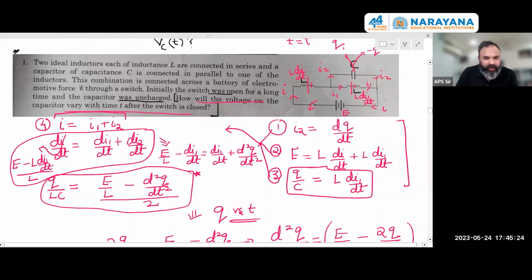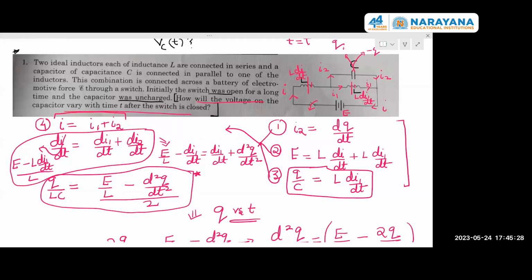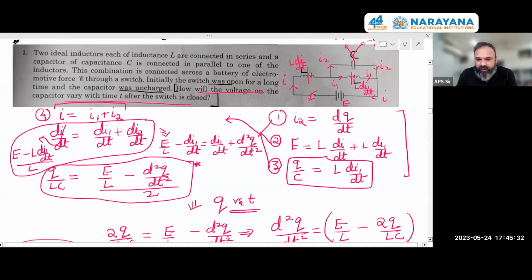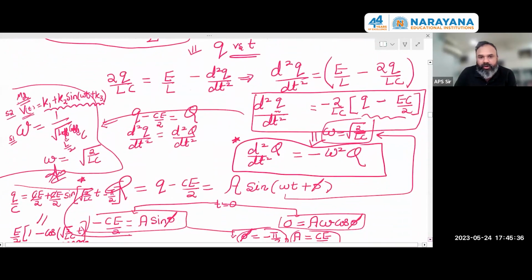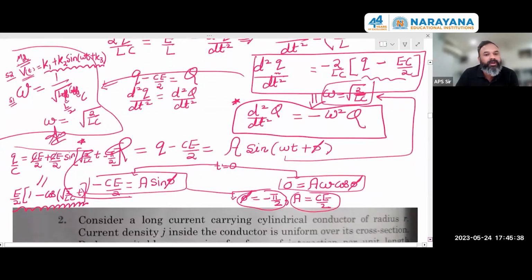All right. Yeah, Samarth, you want to say something? Sir, can we take phi as pi by 2 plus pi by 2? No. The reason is at t is equal to 0, from t is equal to 0, we need to look into the variation of current and charge both.